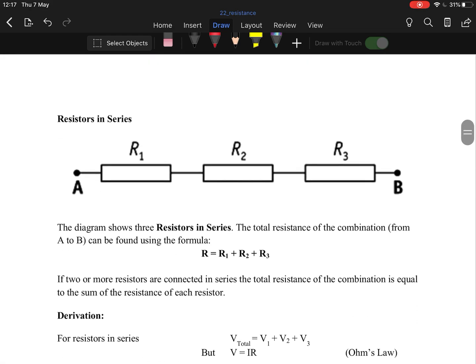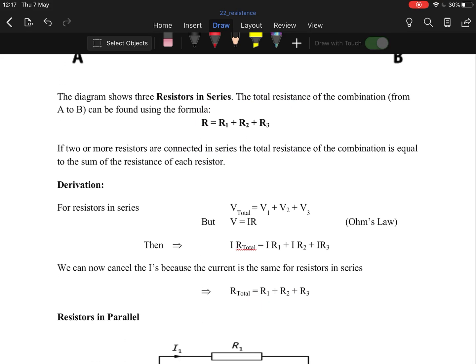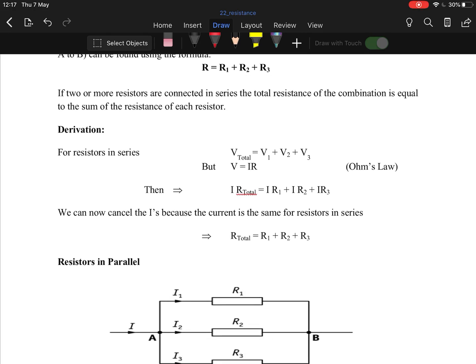Now we're getting up to the derivations. Resistors in series. The diagram here shows resistors in series, and similar to voltages, you add them up. So R1 plus R2 plus R3 equals R total. Resistors in series, you add up to get the total resistance. The question you're going to be asked is to prove this.